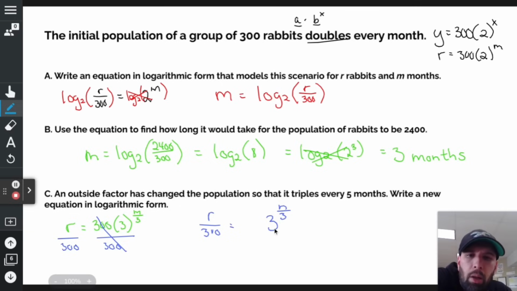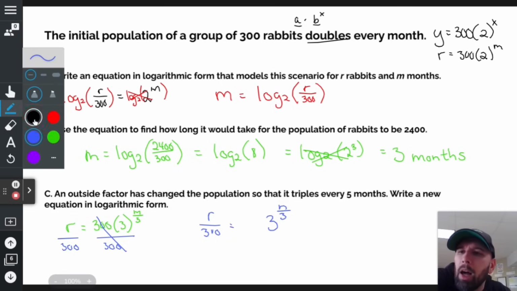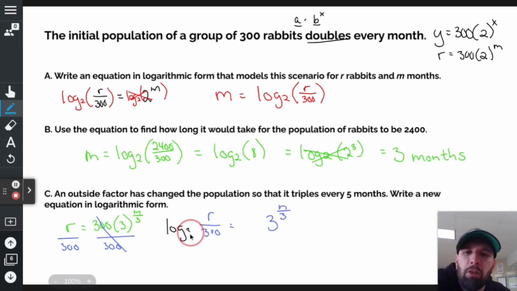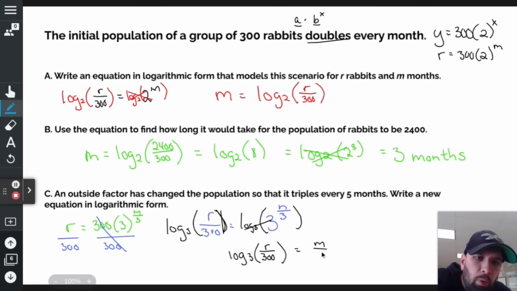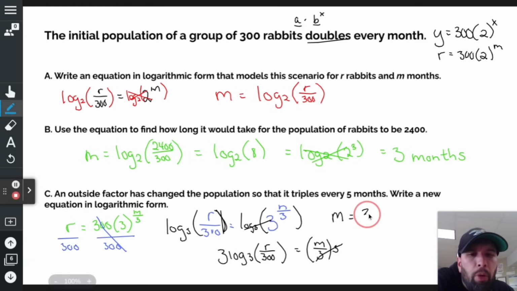Now I want to get rid of that base the same way I got rid of that base. So I'm going to log base 3 of both sides. That allows this to cancel out, giving me log base 3 of r over 300 equals m over 3. If I want to get m all by itself, I'd multiply both sides by 3. Putting this all together, m is going to equal 3 log base 3 of r over 300. Lots of threes.